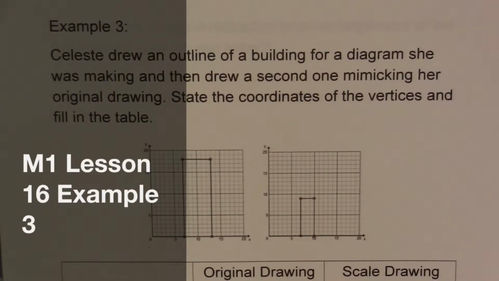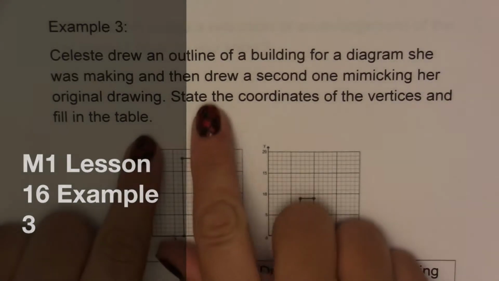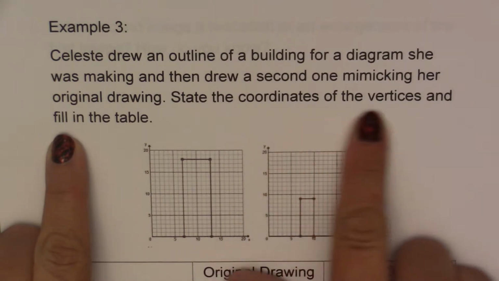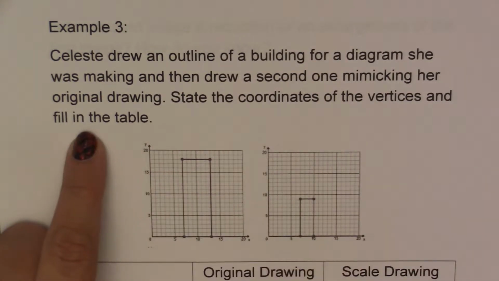Example 3. Celeste drew an outline of a building for a diagram she was making and then drew a second one mimicking her original drawing. State the coordinates of the vertices and fill in the table. When we talk about vertices, we're talking about the corners or points on our shape.